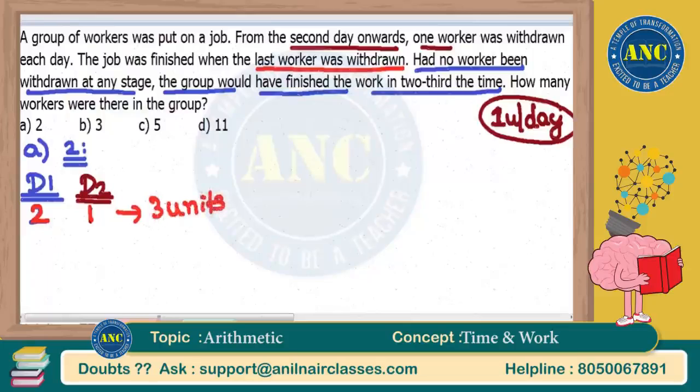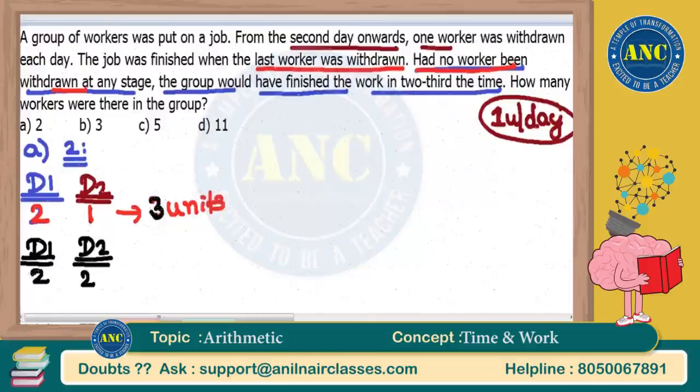Now your next statement says that had no worker been withdrawn at any stage. That means no worker will leave. Day 1 also 2 people were there. Day 2 also 2 people were there. That means, can I say that only 3 chocolates have to be distributed? Actually, the total work is only 3 chocolates.